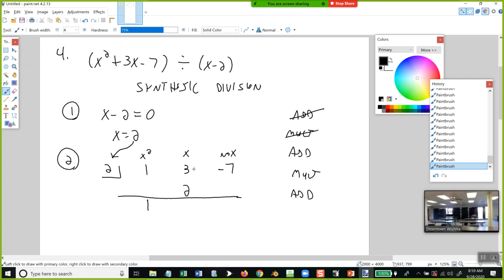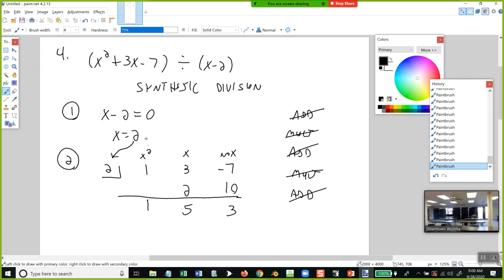Then we want to add. 3 plus 2 is 5. Then we want to multiply. You always multiply the number up in the box by the number you put down here. 2 times 5 is 10. And then you want to add. Negative 7 plus 10 gives us 3. You're done when you don't have any more columns to work with.